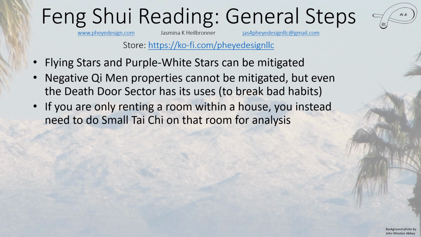If you're only renting a room within a house, you instead need to shrink all this analysis down to your room. All you need is the dimensions of your room. You could do that without having to worry about a lot of other stuff. You can look at the whole house and see where your particular room is. And I wouldn't be worried about it unless the death door was there. It's just not so important.